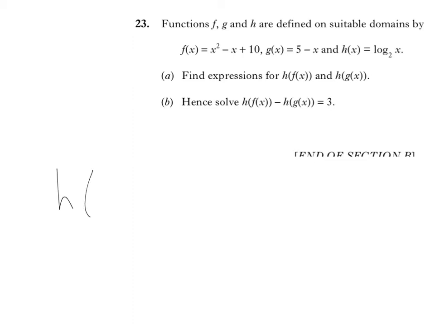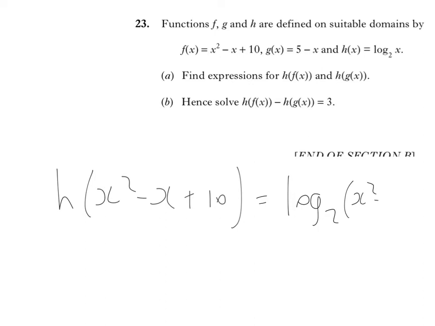So h of f of x, well f of x is x squared minus x plus 10. So h of f of x can be written as h of x squared minus x plus 10. Let's have a look at the h function. The h function is whatever's in the bracket, it's log to the base 2 of whatever is inside the bracket. So it's pretty straightforward. Log to the base 2 of x squared minus x plus 10.